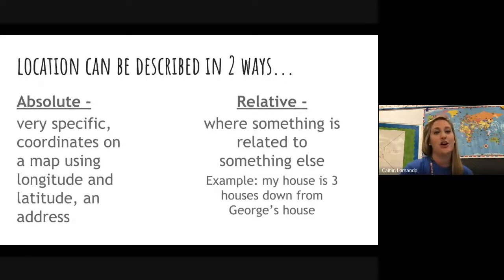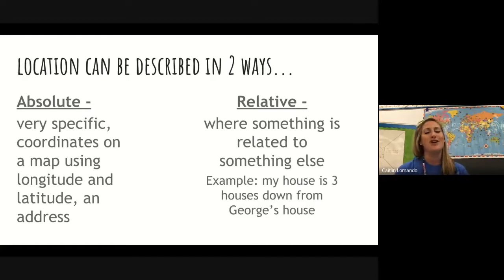Location can be described in two ways. Absolute means very specific, coordinates on a map using longitude and latitude, or it could even be an address. So you can always remember, I am absolutely sure where this is. Mount Pleasant School is at 10 Manchester Street, Nashua, New Hampshire, 03064. That's an address. We know exactly where Mount Pleasant School is in the world.